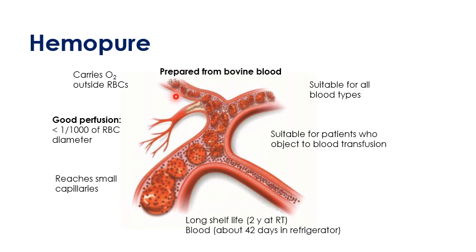Hemopure also has good perfusion because it's much smaller than your red blood cells. It can fit through very small capillaries. So it has very good perfusion, and it has a very long shelf life, so it can stay for about 2 years at room temperature, whereas blood can only last for about 42 days in the refrigerator. So this is used as an alternative for blood transfusions.